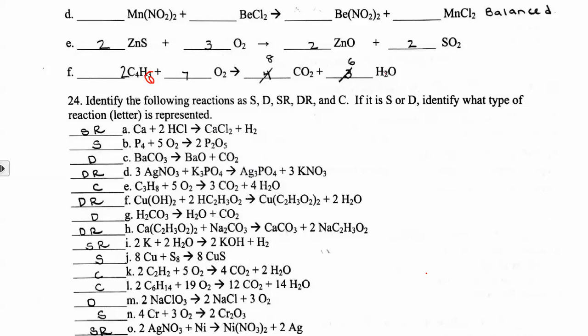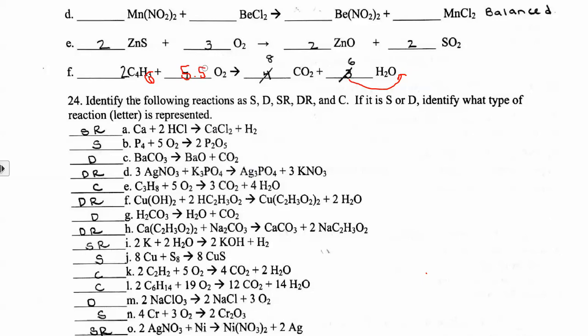Now let's figure out how many O's I have. So I've got 6 O's there. I've got 8 O's there, so that's a total of 4. Oops, not 6. Sorry, 3 O's. Wow, my brain is not working today. 3 O's there. I've got 8 O's there, so it's a total of 11. So this is going to have to be 5.5, because 5.5 times 2 is 11.